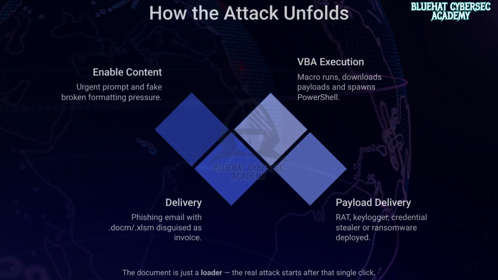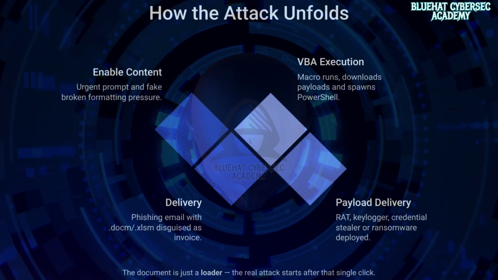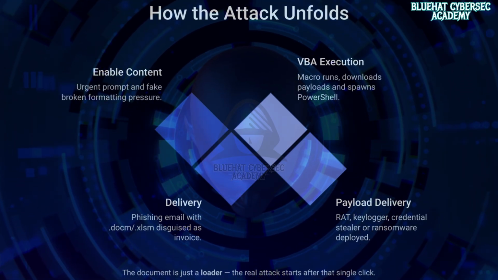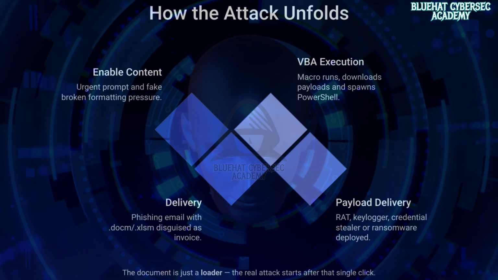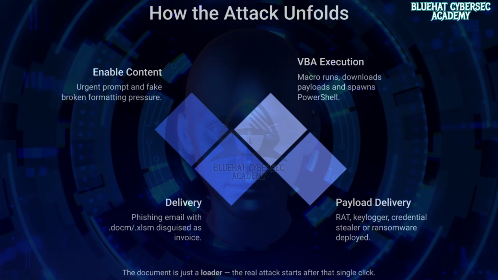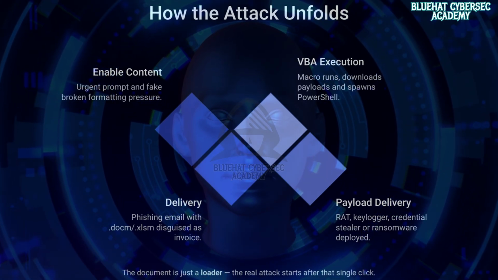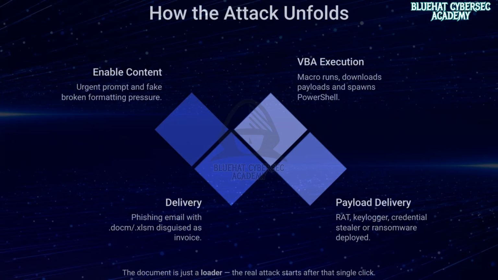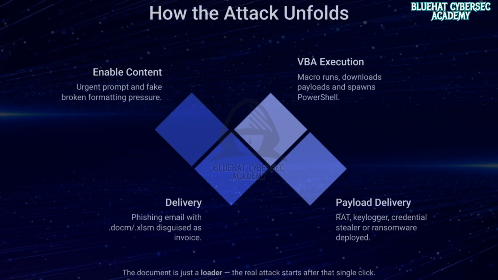To understand how this plays out in reality, it helps to follow the sequence these attacks typically use. It begins with delivery, where a file arrives as something like a DOCM or XLSM document, often disguised as an invoice, resume, or official business notice. It is usually sent through phishing emails or compromised accounts, and everything about it is designed to look completely normal so that nothing triggers suspicion.